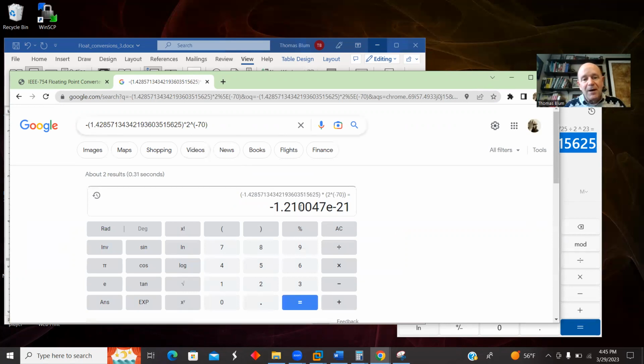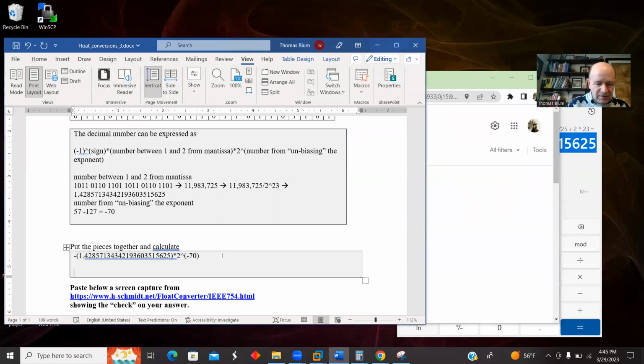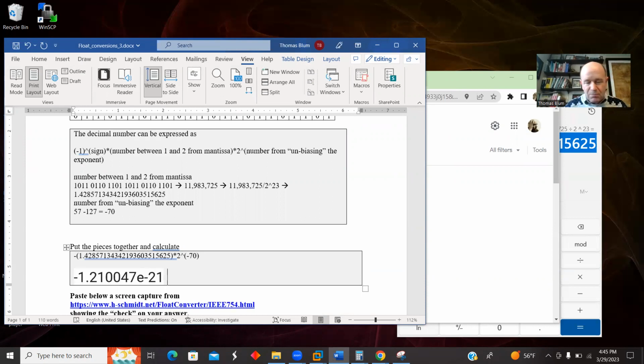So there it is, a minus. How am I going to grab that? There we go. And so I will say Control V. It was minus 1.21 something something times 10 to the minus 21. And I'll just say from Google. You can do it on a calculator if you want. Okay, so that is my answer.